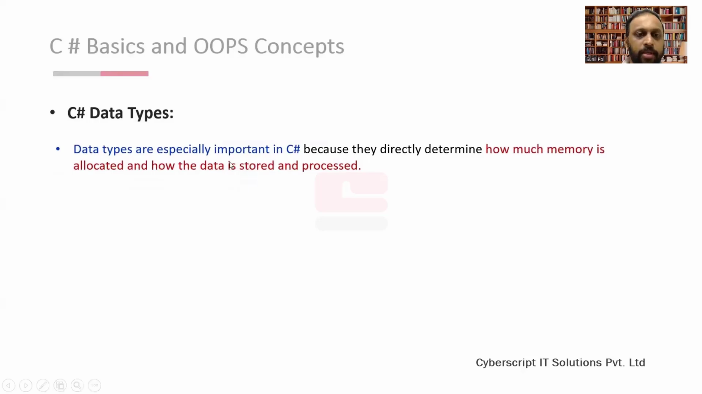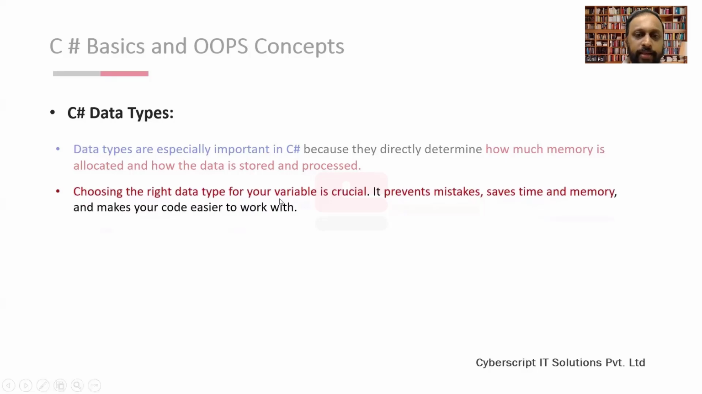C# data types. Data types are especially important in C# because they directly determine how much memory is allocated and how the data is stored and processed. Choosing the right data type for your variable is crucial. It prevents mistakes, saves time and memory, and makes your code easier to work with.